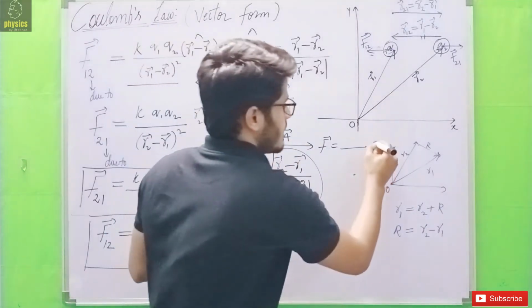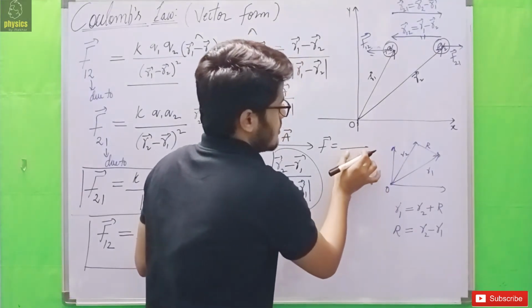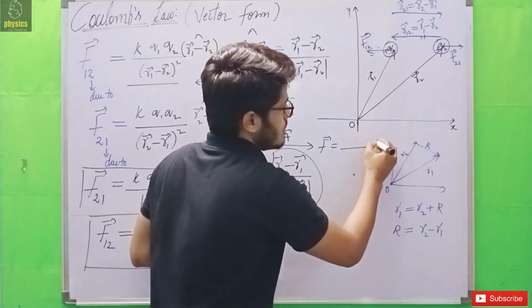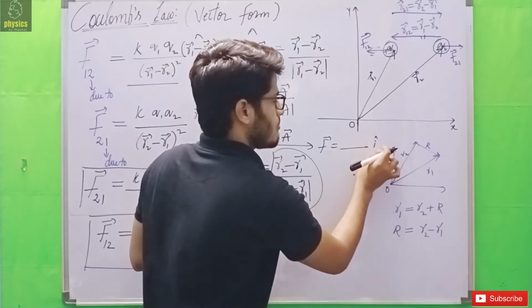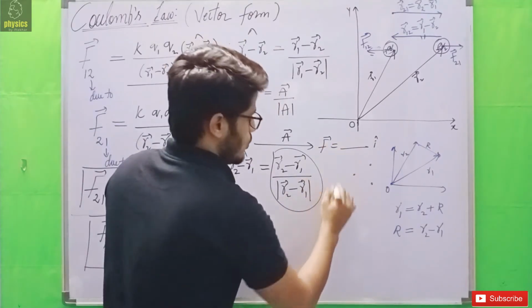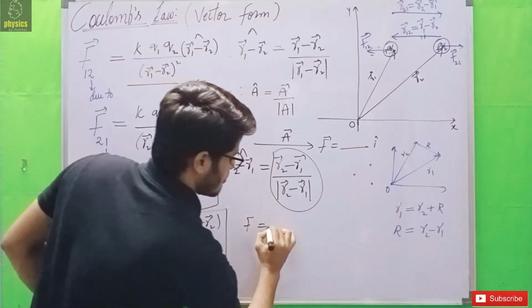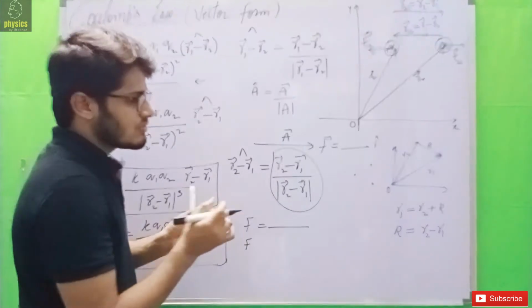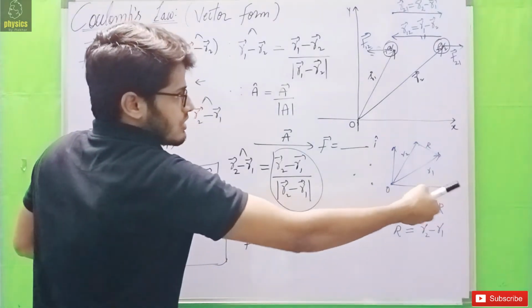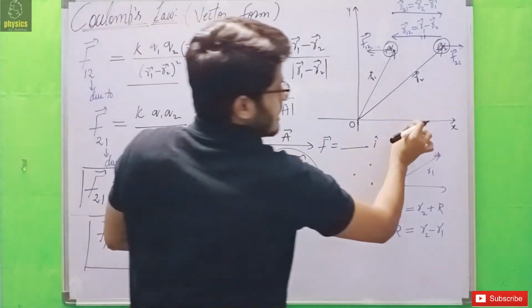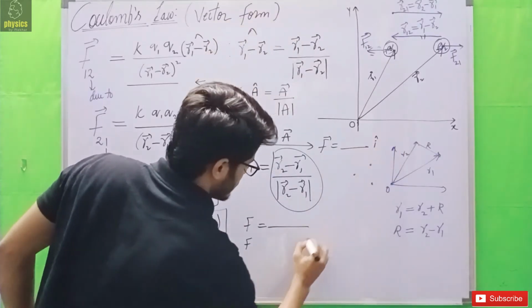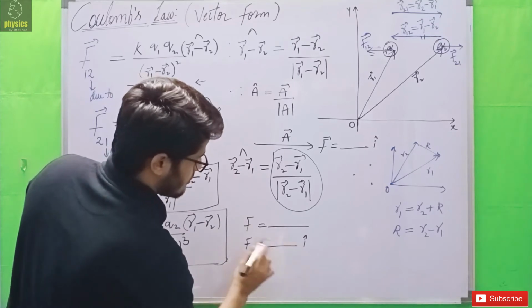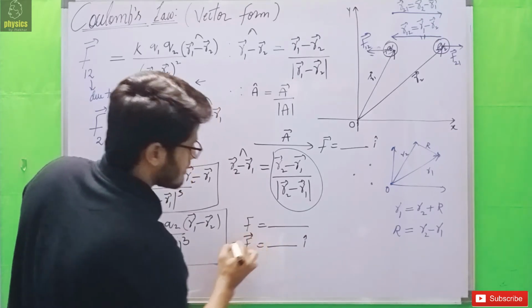I cap. We'll simply write whatever magnitude we get after solving the problem, and we'll multiply it with I cap. Now the force will become a vector. If you only write some magnitude, it will be just F. But if you know that the direction of the force is along x direction, you have to take I cap.